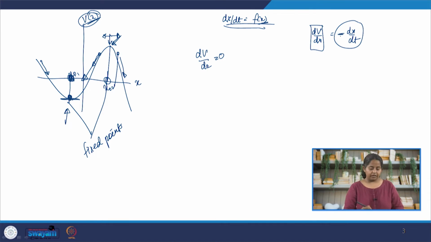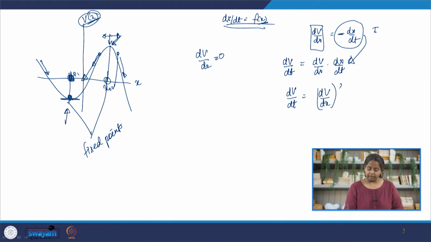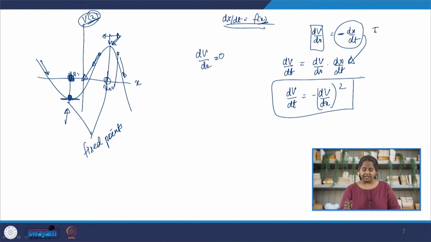Now if we want to find out how v is changing with time, dv by dt, we can split this into dv by dx into dx by dt. And if you look here, dx by dt, you can put the value from this first equation in here. So we end up with dv by dt is equal to minus dv by dx whole square. Now if you notice this function, it's saying clearly that with time, the potential will always reduce, less than or equal to 0, because dv by dt is always negative or equal to 0.